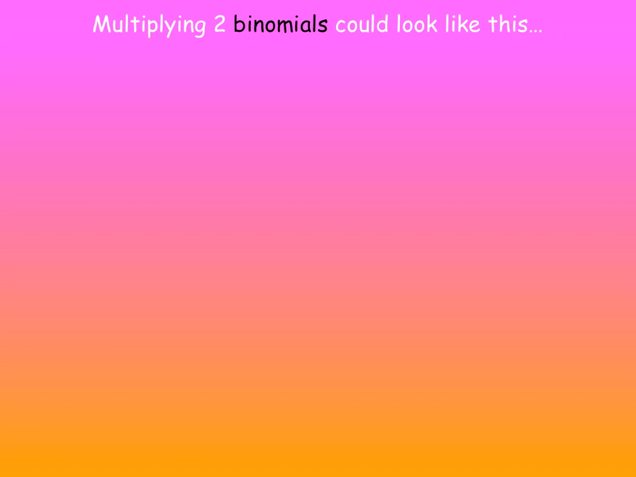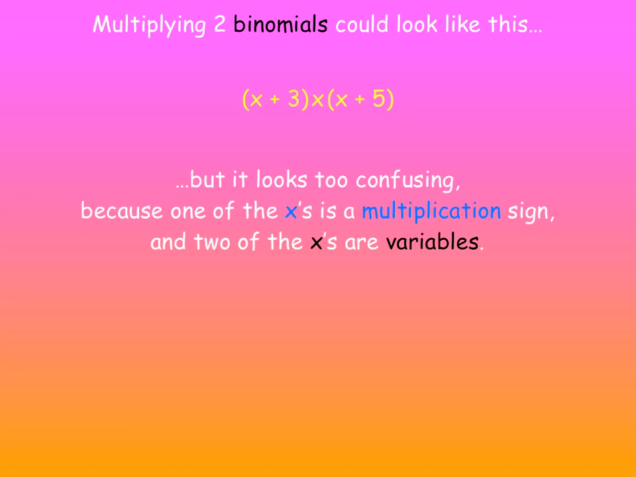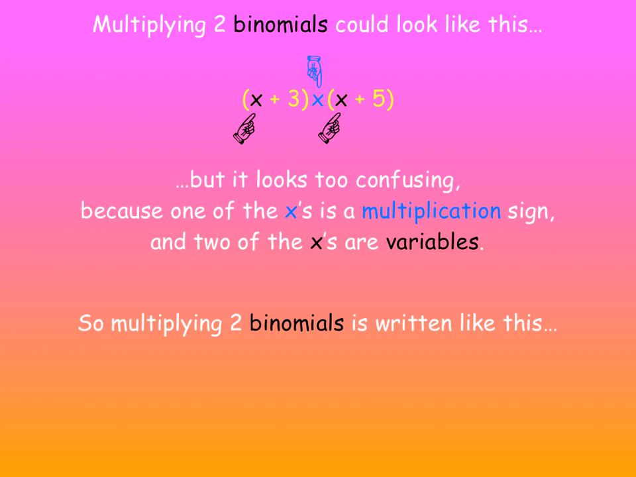Multiplying two binomials could look like this: x plus 3, then we'll multiply that times, let's say, x plus 5. Problem is, it looks too confusing because one of the x's is a multiplication sign, while two of the x's are variables. So, multiplying two binomials normally is written like this: x plus 3 times x plus 5. And notice no multiplication sign is needed between the two of them. It's an abbreviation.